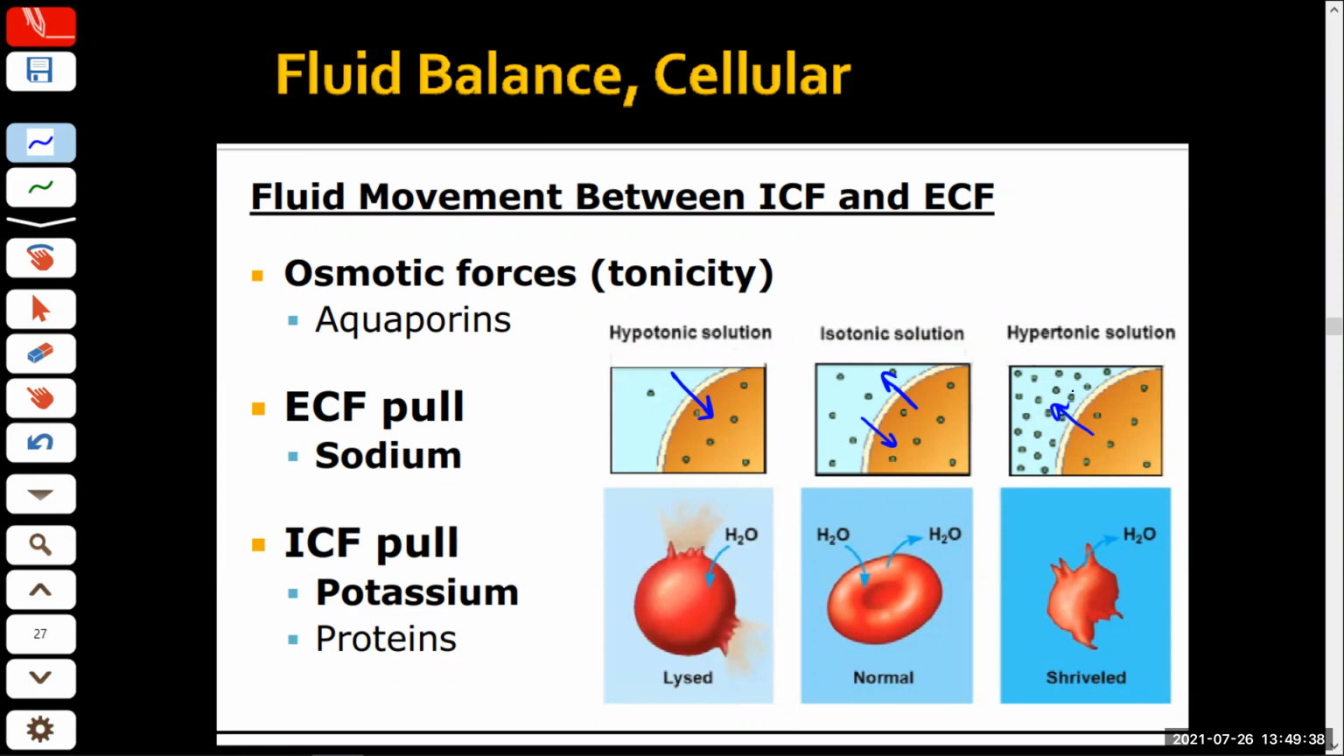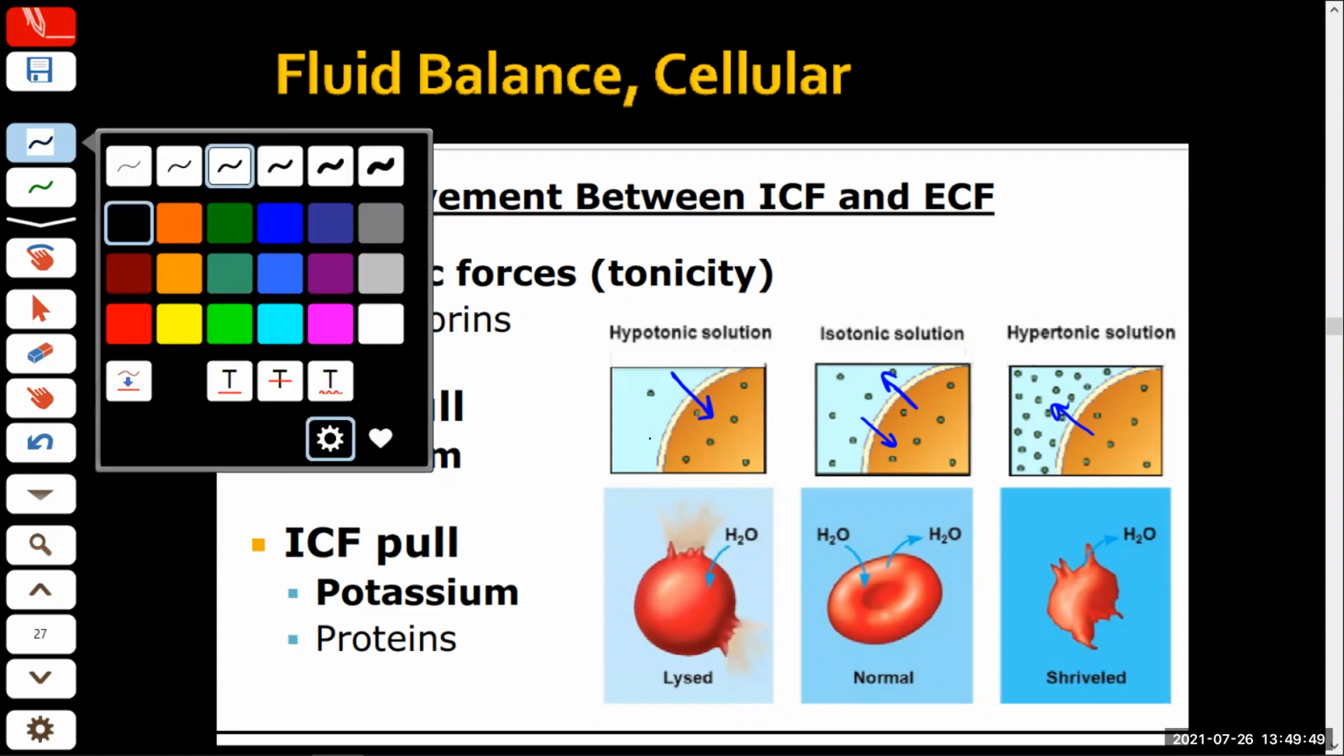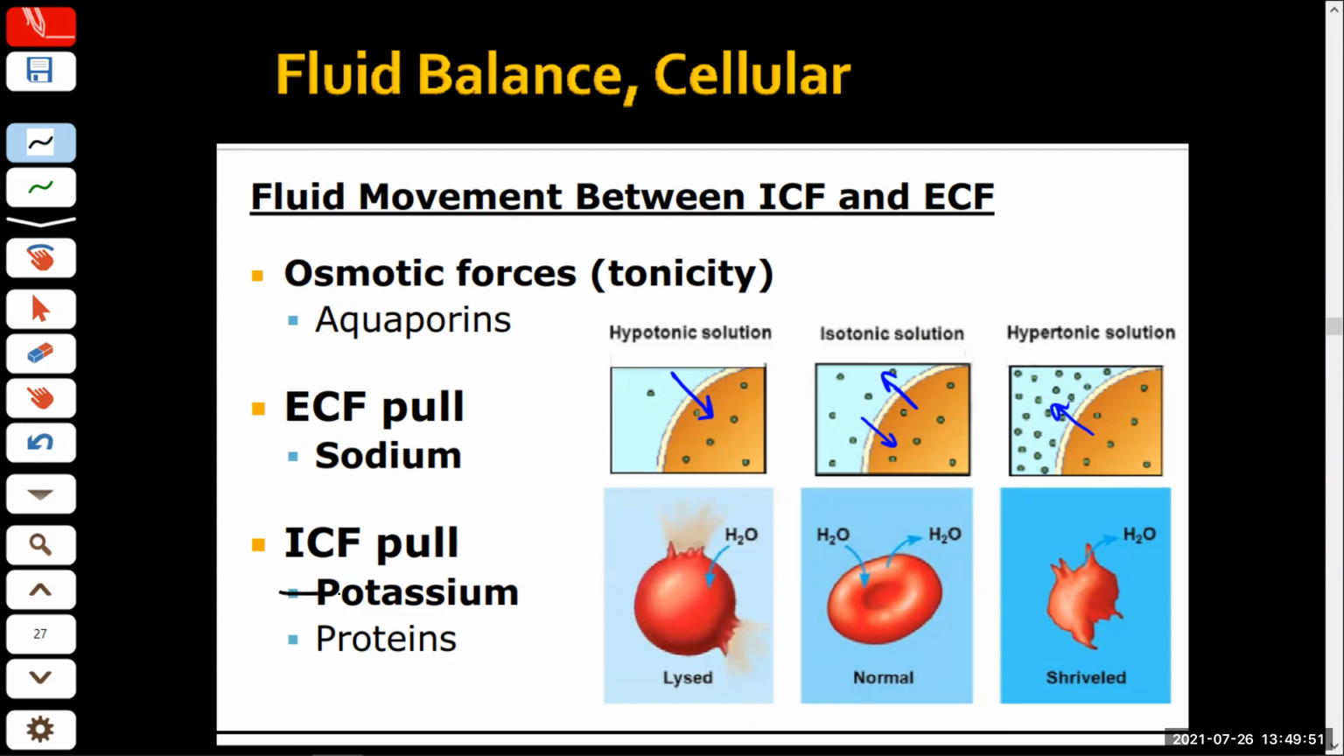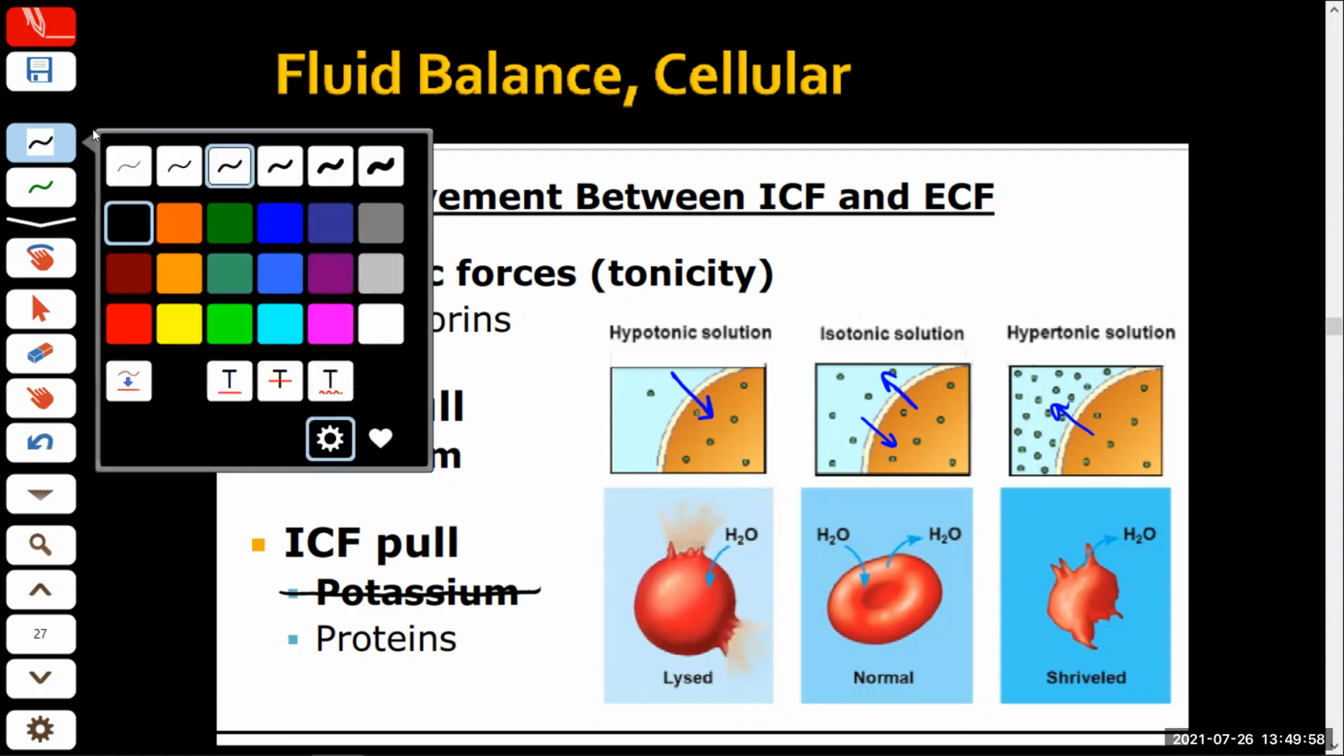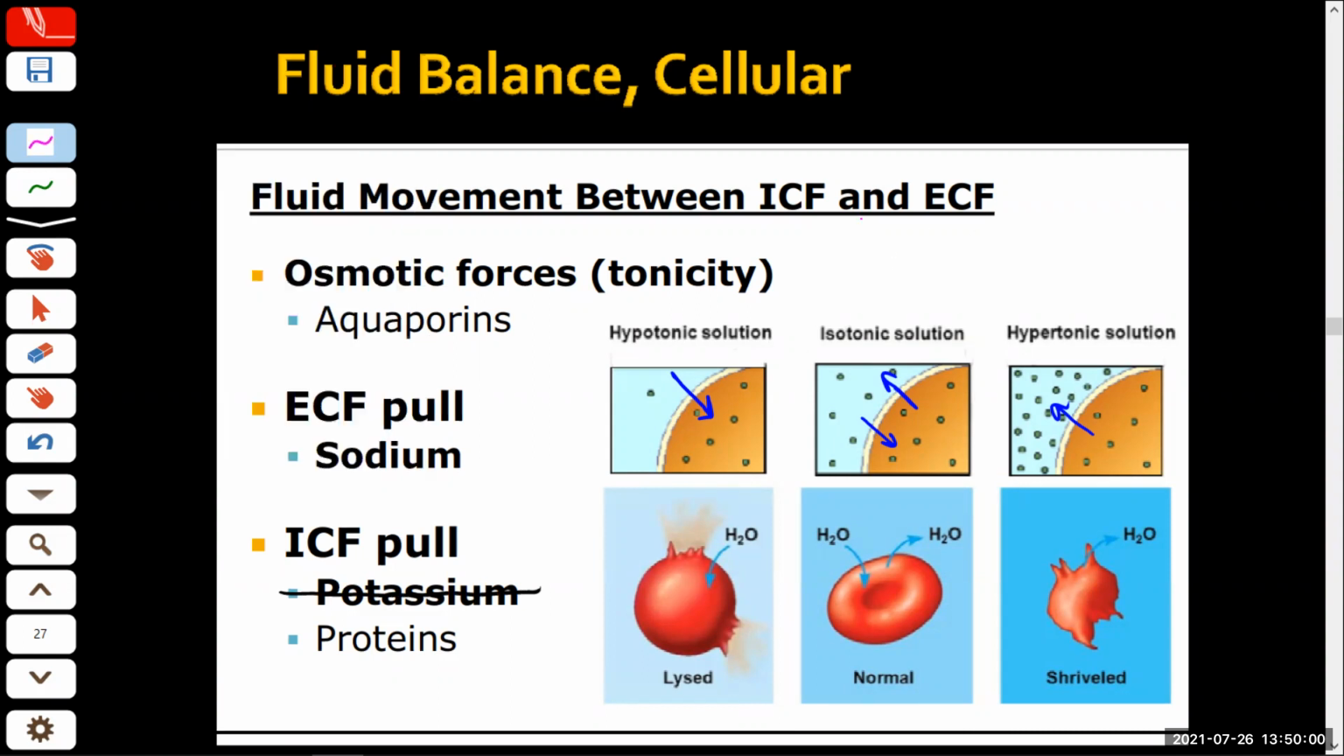Okay. Now we keep talking about these little green dots being sodium, yes? Protein acts the same way. So I don't like this slide and I keep forgetting to change it every quarter. Scratch out potassium here. Okay. Your big takeaway here, I'm going to put it in pink. Sodium and proteins pull water.